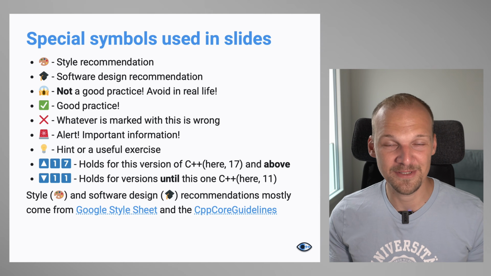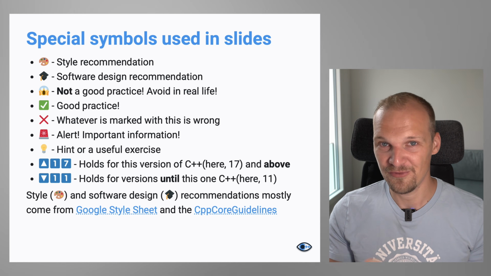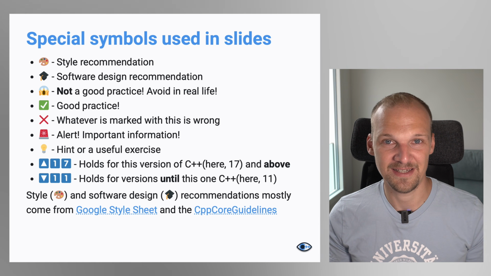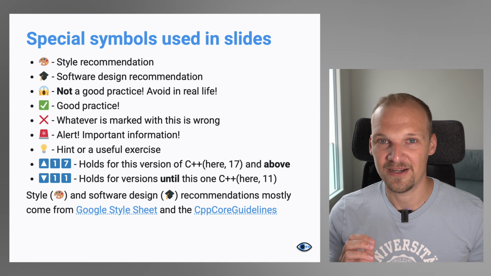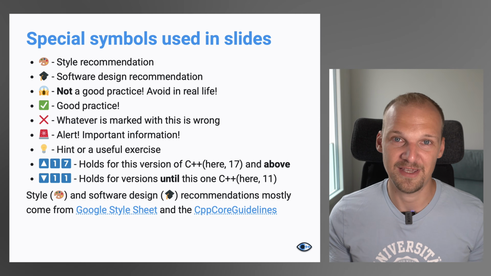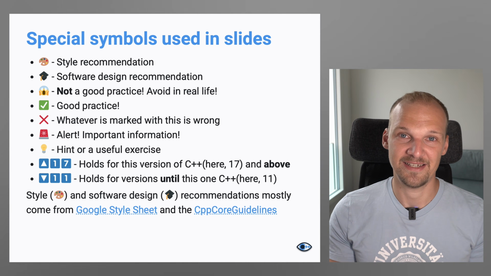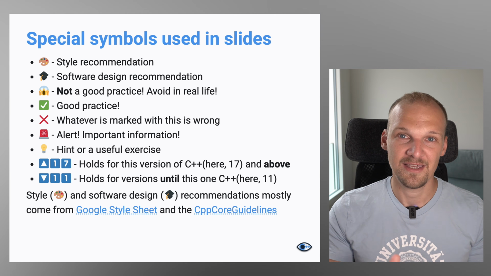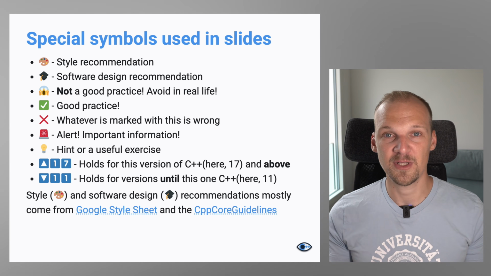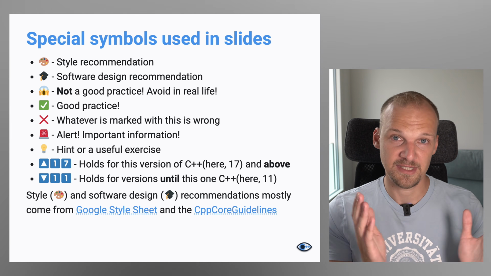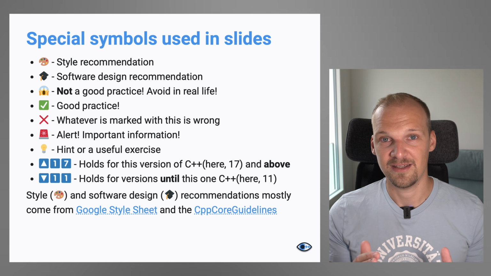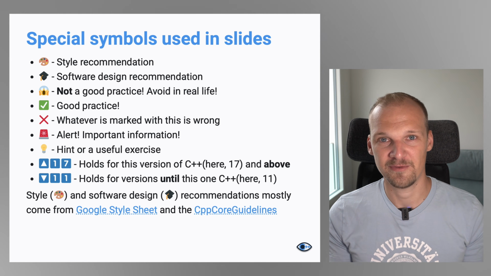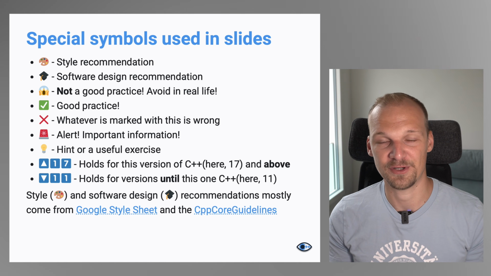And again, I will be using the same symbols as I used before. Feel free to pause the video and check those out. The most important ones that are kind of still new are the version of C++. If I have the upward facing triangle and the version of C++, it means that whatever is marked with this works with this particular version of C++ and up. And if you have the downward facing triangle, then it holds for all the versions until this version of C++, but not including this version of C++.